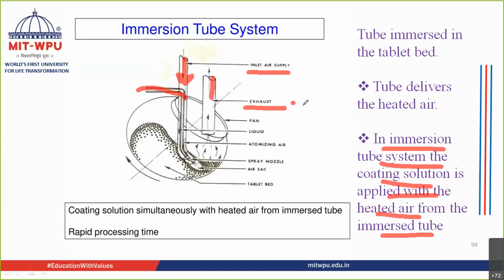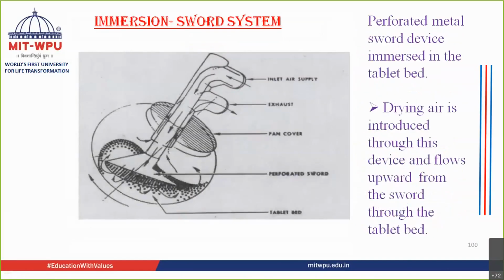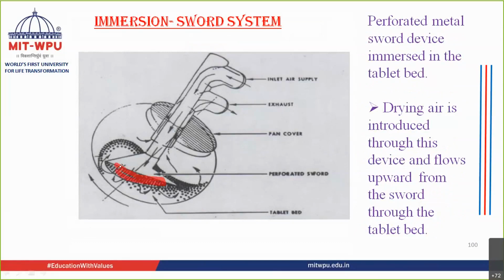The second one is the immersion sword system. In the immersion sword system, you have a tube, and at the base of the tube you have a metal sword. If you see over here, there is a perforated metal sword, and what it does is blow the hot air inside the pan. So the area in which the hot air is blown is increased over here.